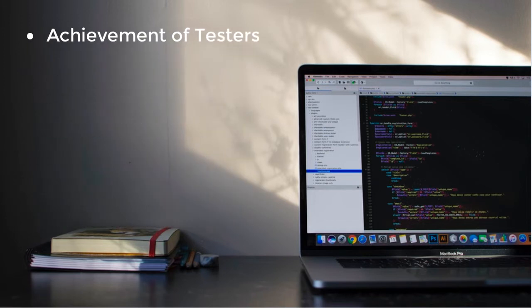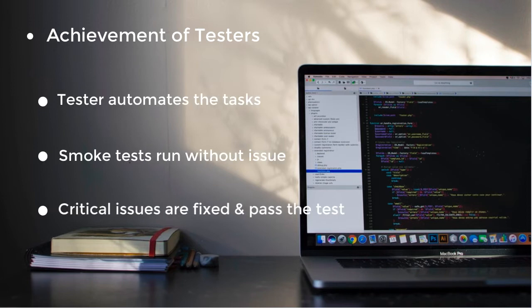To test software, a tester will need to go through a lot of activities, and among them, there should be some good and efficient ways to work. Examples of an efficient tester include: the tester automates the task by running scripts rather than manual testing. Smoke tests run without facing any issue. And lastly, critical issues are fixed and passed to ensure the test runs smoothly.